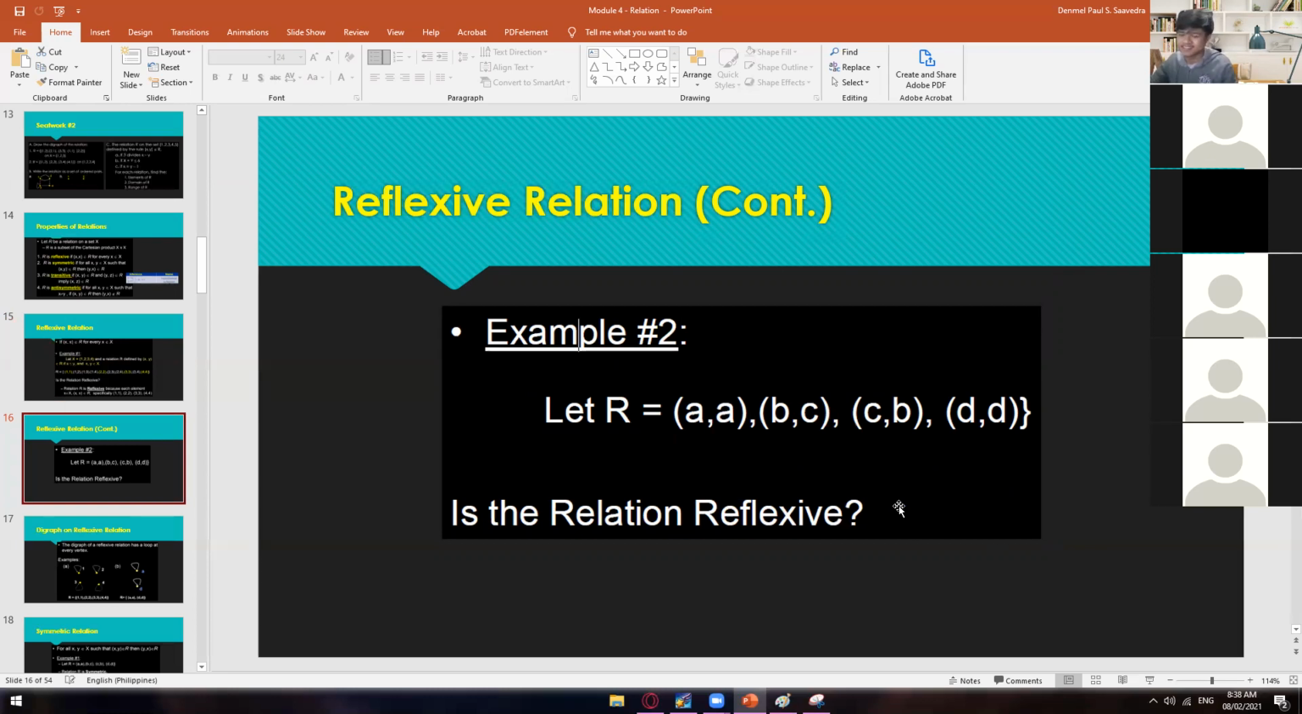Okay. So I hope this one is clear. When we say reflexive, all of the elements should reflect themselves.